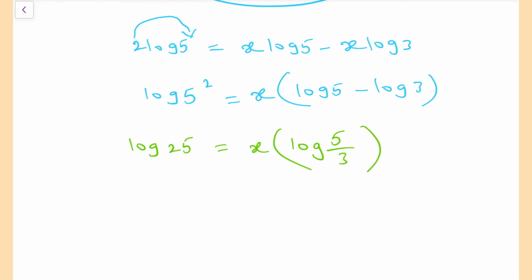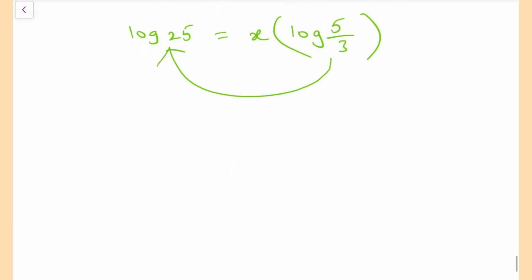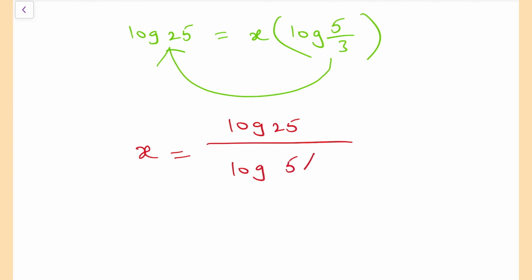Now we need to find the x value. So take this log 5 by 3 to the left side. Here it is multiplication. If you take it to the other side, it becomes division. Then x value is log 25 divided by log 5 by 3. Here we should not cancel log. Just keep that in mind.